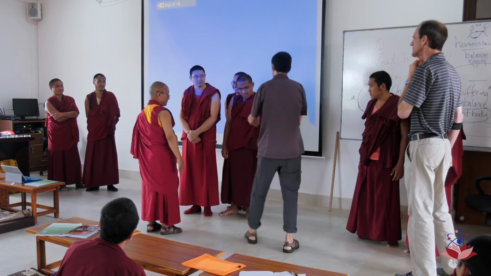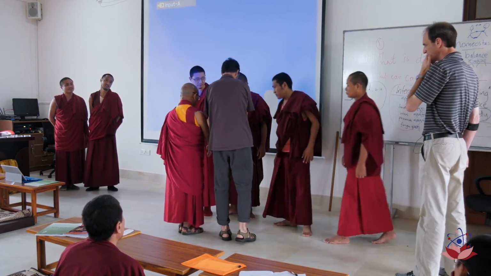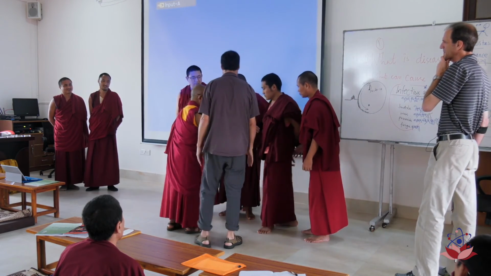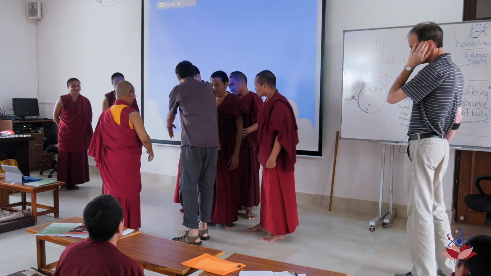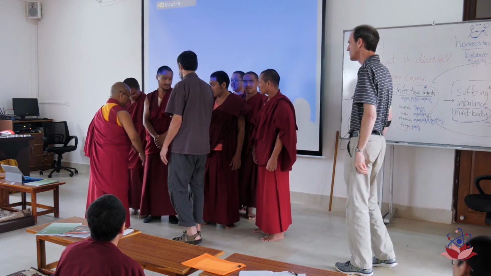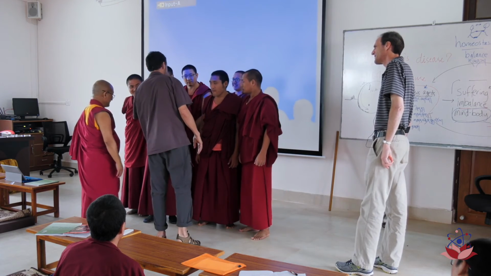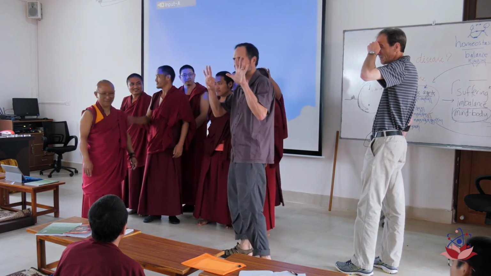All right, and now you divide, so you two come here. We need two more here. Okay, all right. So now we need 2, 4, 6, 8. We need 8 monks.